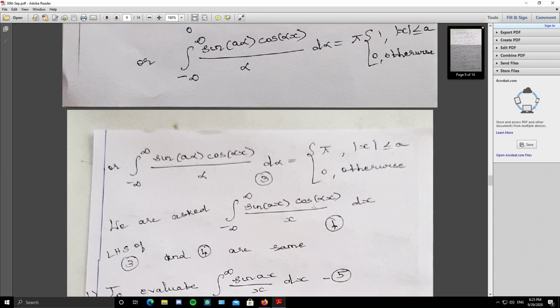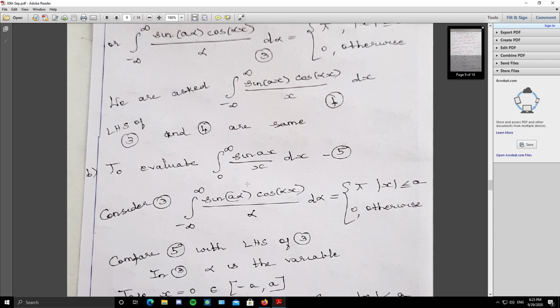So 3 and 4 are the same. Why am I saying 3 and 4 are the same? Because in place of alpha you have x, and in place of x you have alpha. If alpha is a variable here, you have x as a variable; if x is a constant, here alpha is a constant. So these two are the same.